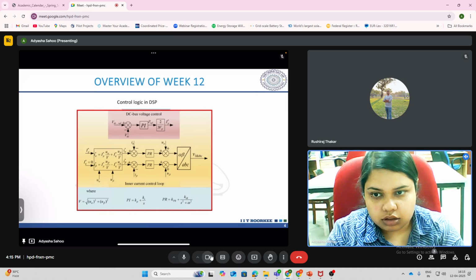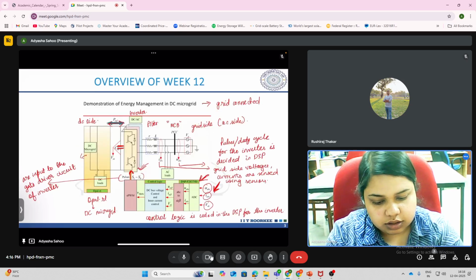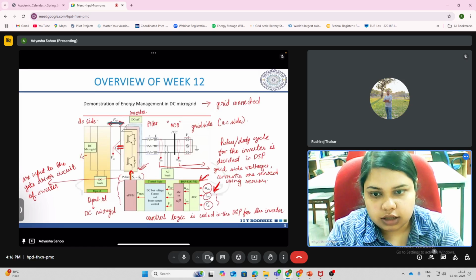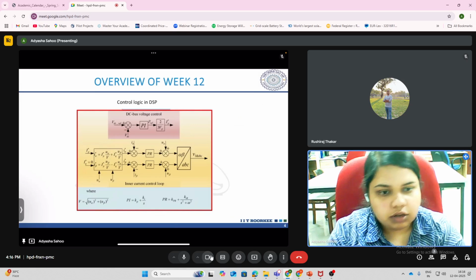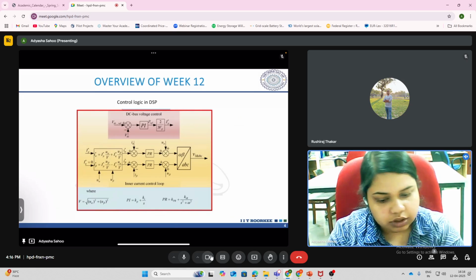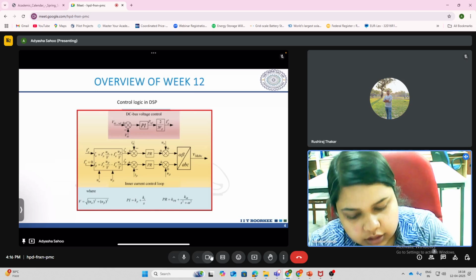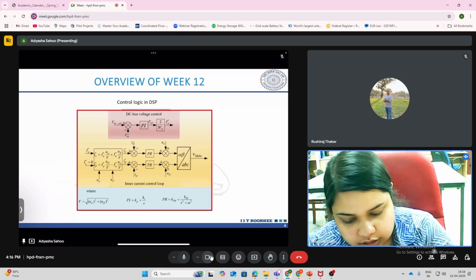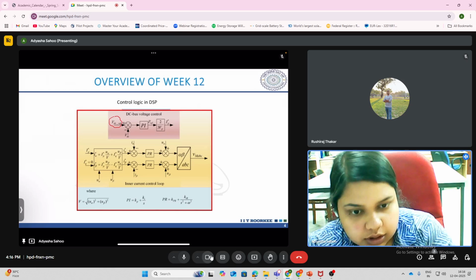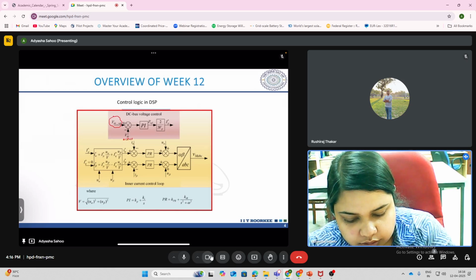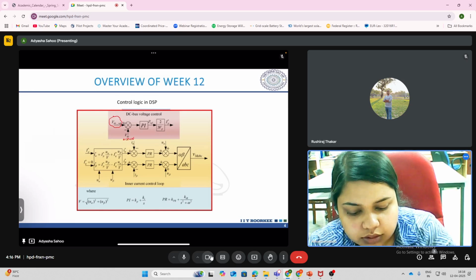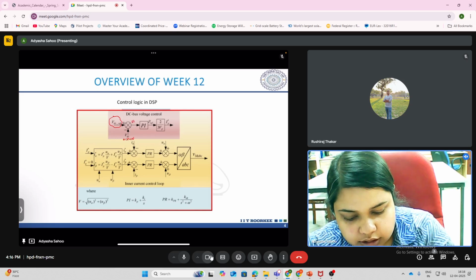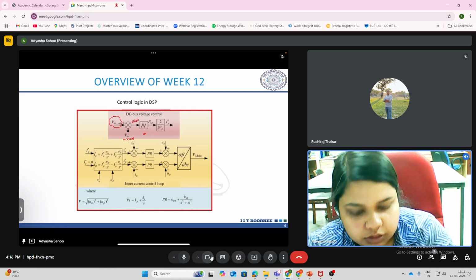So what is this control logic that is fed in the DSP? Basically this box, which is discussed in the next slide. There are two control loops here, the voltage control loop and the inner current control loop. In the voltage control loop, we have a reference signal for the DC side voltage, and this is the actual VDC, the actual DC microgrid voltage that you get from the sensor. Then you compute the error between them, and this error is minimized using this PI controller here.